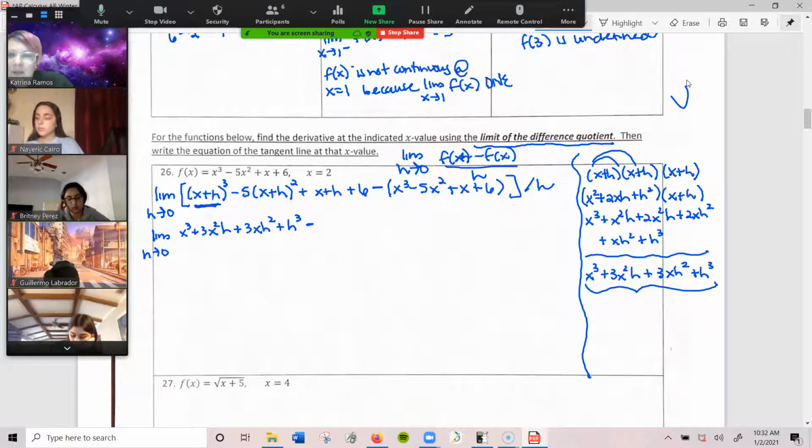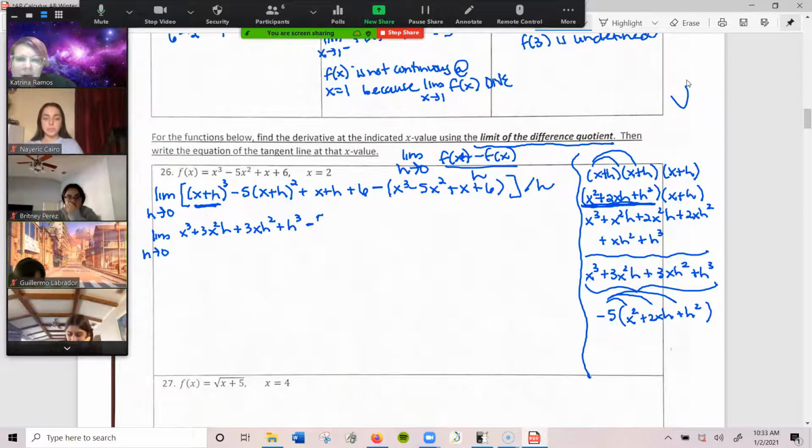minus. Now we have this 5 times x plus h squared. So minus 5, and then x plus h squared is this that I did earlier. You see that? So that's the x squared plus 2xh plus h squared. So I'm just going to go ahead and distribute that negative 5. So this would be negative 5x squared minus 10xh minus 5h squared. Is that okay?